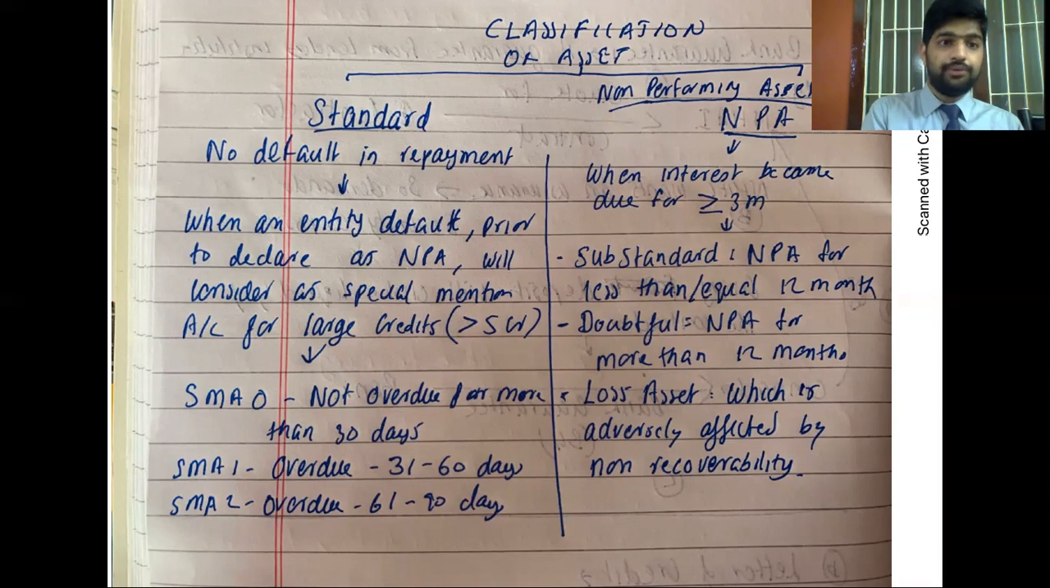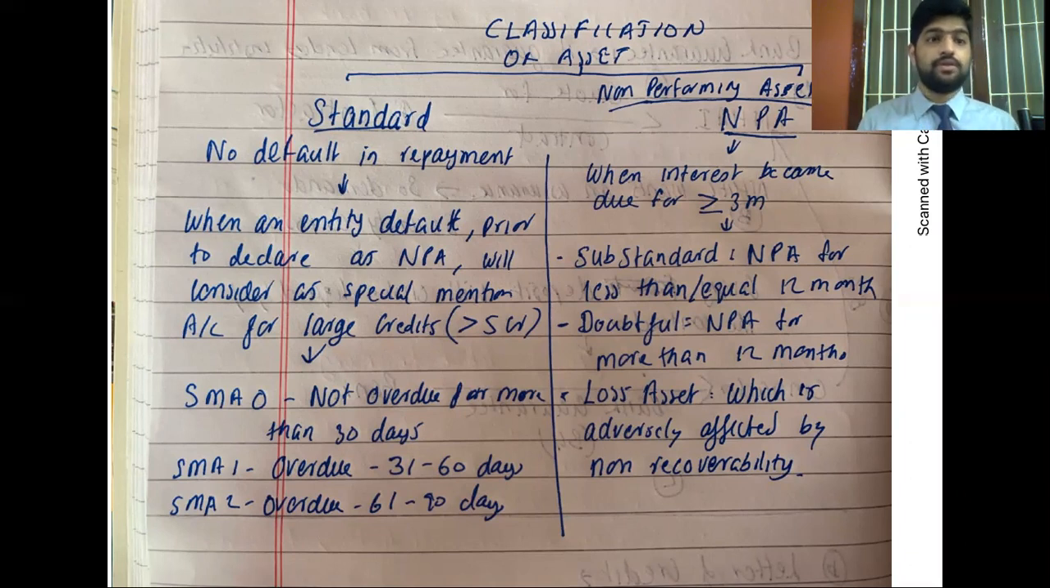Overdue from 31 days to 60 days, we classify as SMA1. Overdue from 61 days to 90 days, we classify as SMA2. SMA1 and SMA2 are more of a concern than SMA0, because there can be customers who may miss the due date. But if it crosses 30 days, that's a concern. We should be cautious on that.